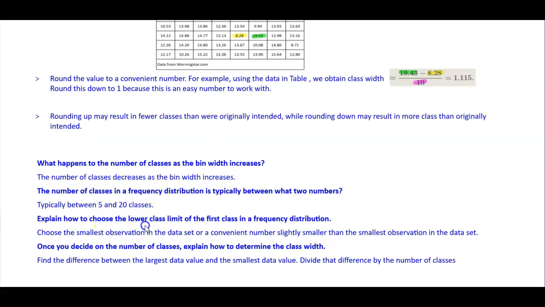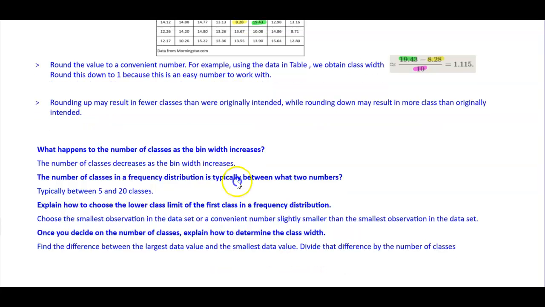Explain how to choose the lower class limit of the first class in a frequency distribution. You're going to choose the smallest observation in a data set or a convenient number slightly smaller than the smallest observation in a data set. And then once you decide on the number of classes, explain how to determine the class width. Well, you find the difference between the largest data value and the smallest data value, and then divide that difference by the number of classes.